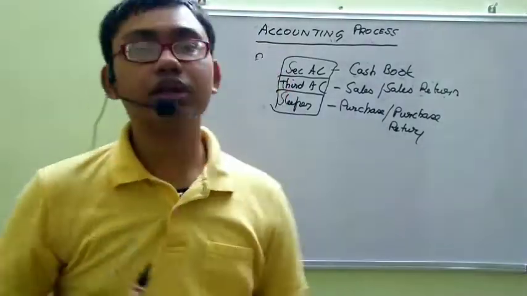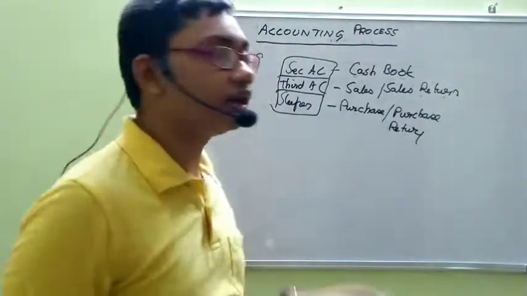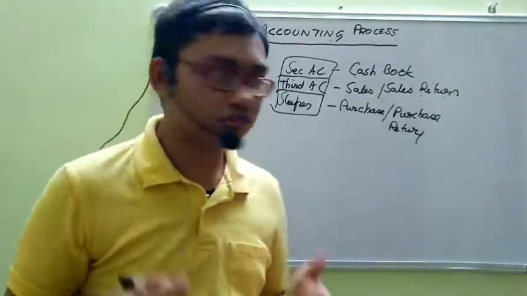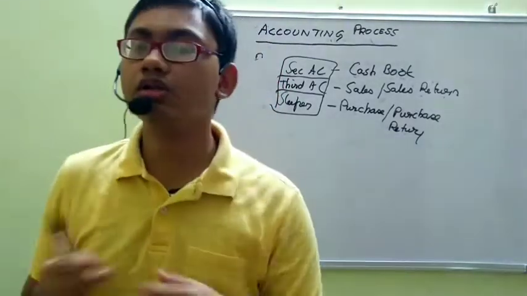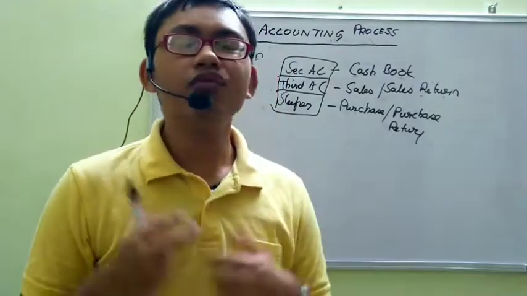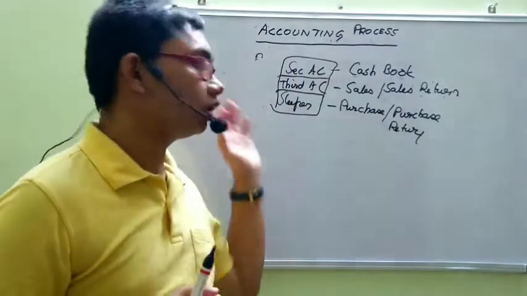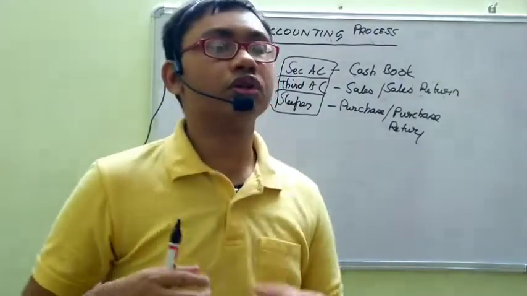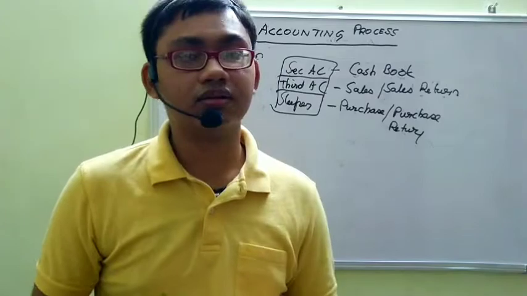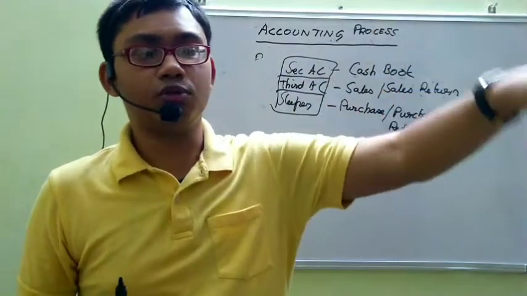Is he a cash transaction? No. Is he sales, credit sales or sales return? No. Is he purchase or purchase return? No. Where will this person go? He can't go to the second AC, he can't go to the third AC, he can't go to the sleeper, they are all full. So the person asks, where else can I sit, sir? And he is given the ticket for the general bogie.